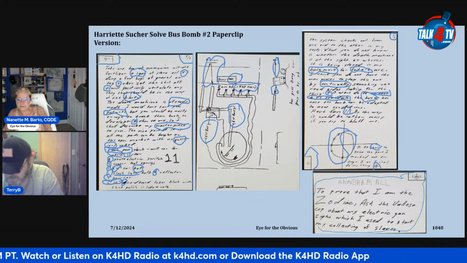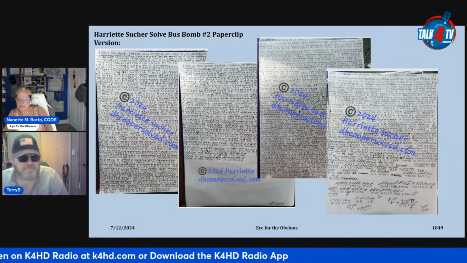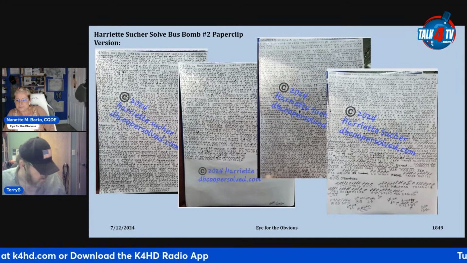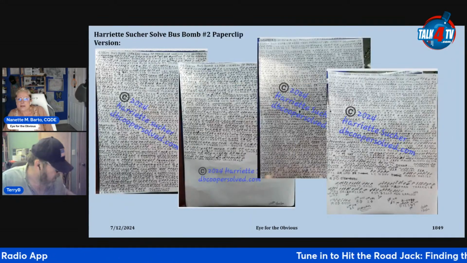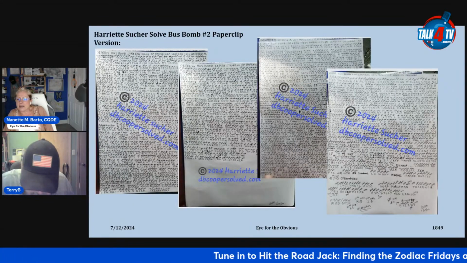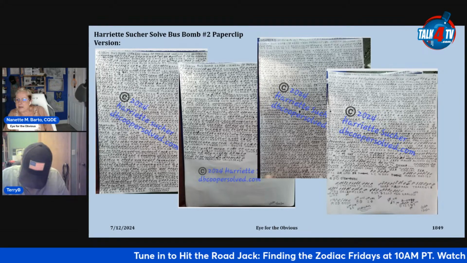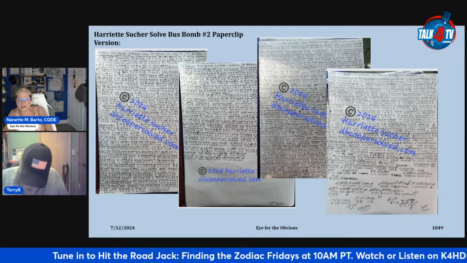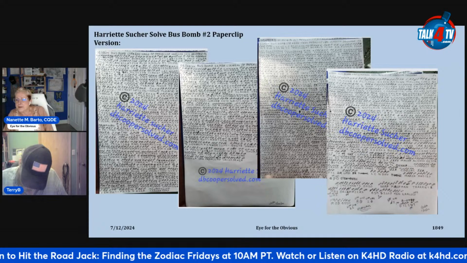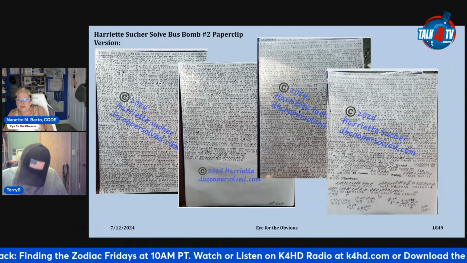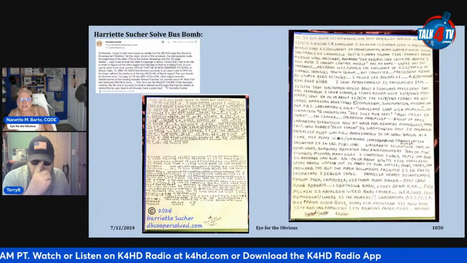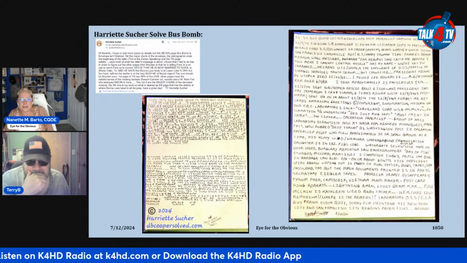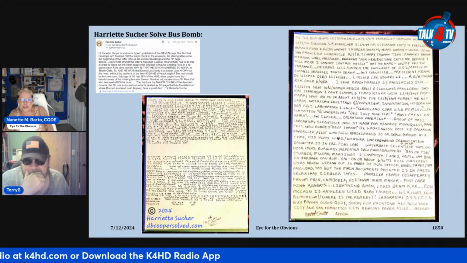That was Operation Paperclip, to redocument them and kind of put them in certain places. And it's just amazing. So it looks like here I've got all of the different... gosh, this was a lot of work, Harriette. It looks like 4 pages of information that was anagrammed here. That is a lot. So this is the actual bomb. Let's see, the bus bomb letter paperclip version.